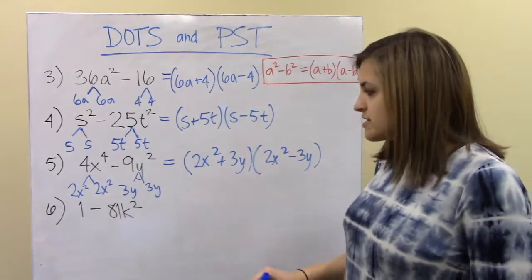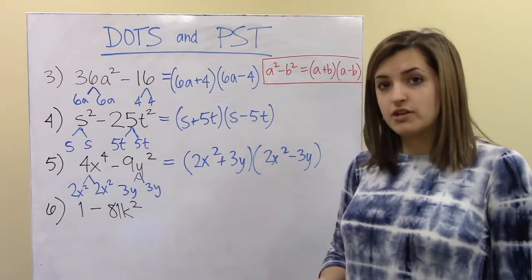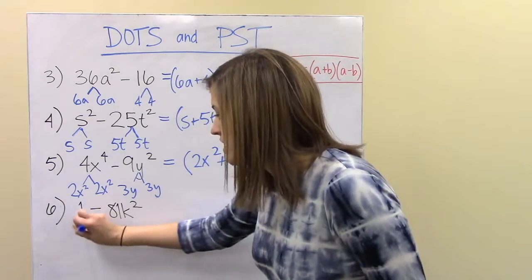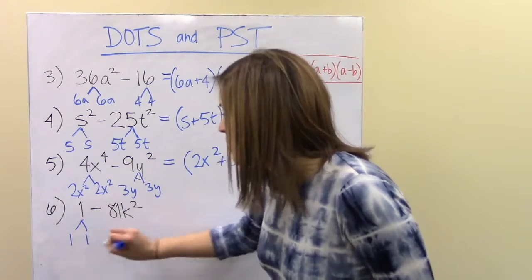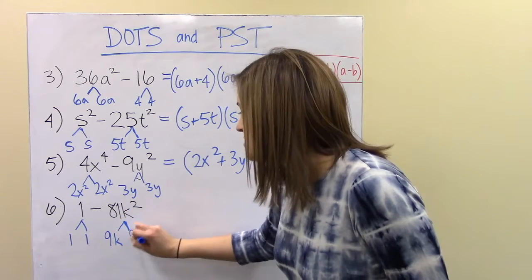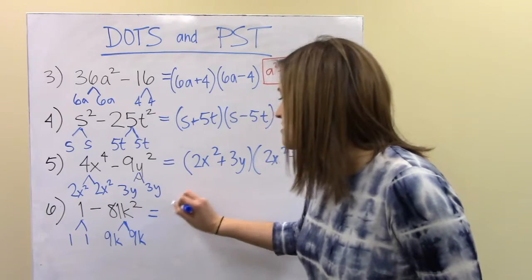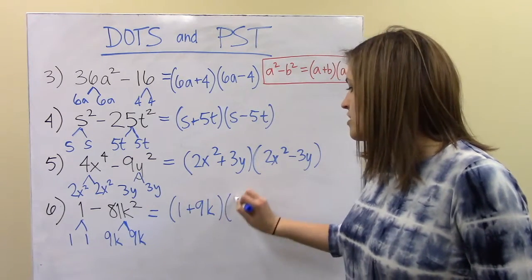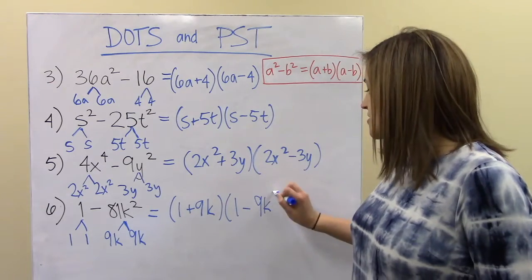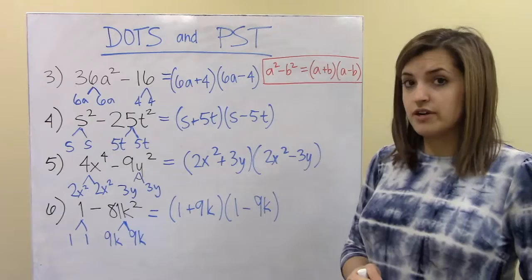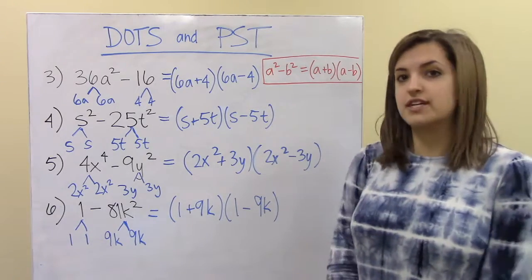And for number 6, I have 1 minus 81k squared. Well, 1 is 1 times 1, so that technically is a square. And 81k squared is 9k times 9k. So factored, this is 1 plus 9k times 1 minus 9k. All right, so now I think you probably have the hang of doing the difference of two squares. So let's move on to another factoring technique.